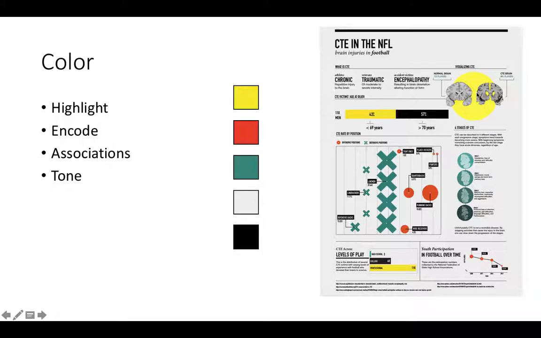what a normal brain looks like versus a CTE brain. I wanted them to look at the different positions on the field and see how some are much more dangerous than others.